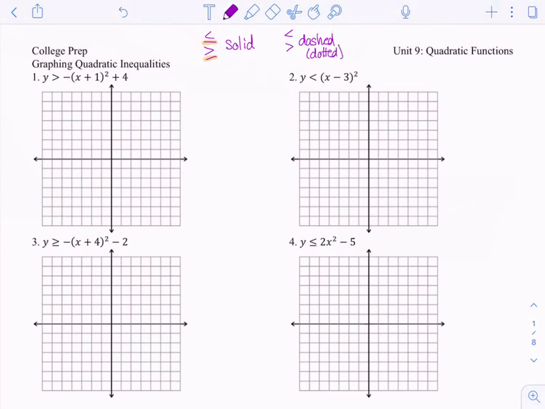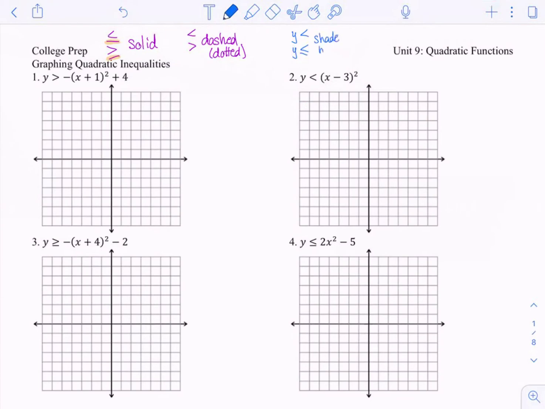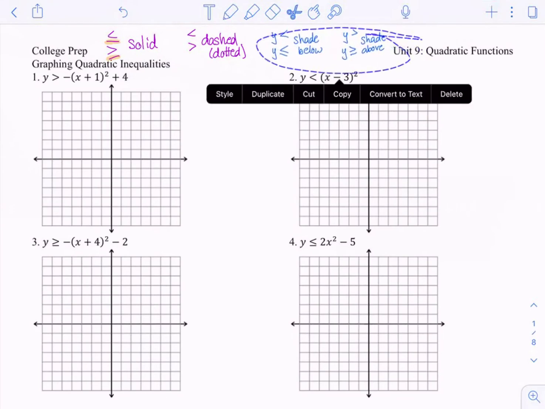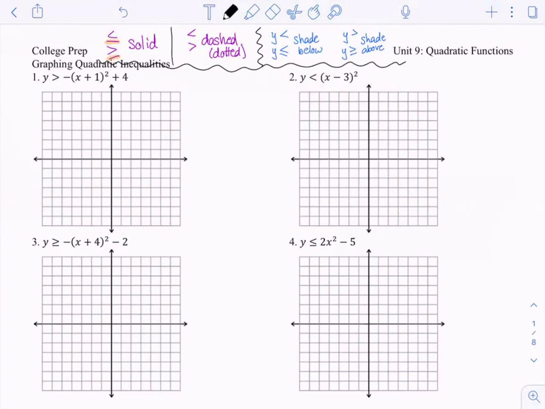So that's one reminder. And then the other thing you had to remember that I just mentioned is if y is less than or equal to, you shade below. And if y is greater than or equal to, you shade above. So very important you know the difference there. Okay, so let's use that information to help us with the first one here.